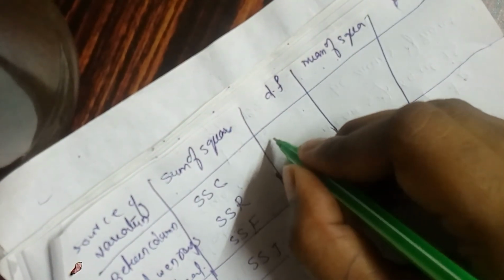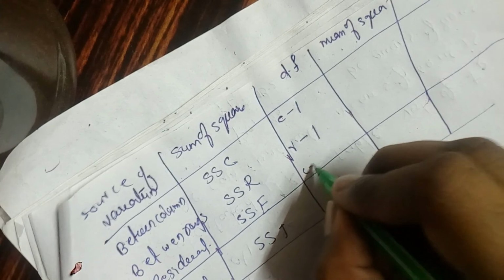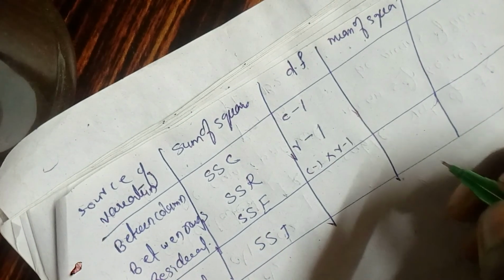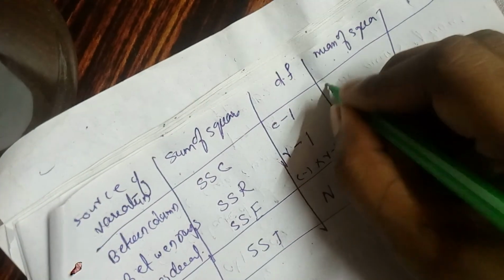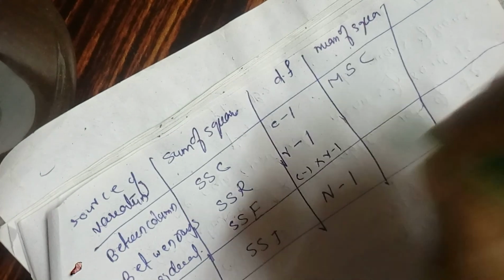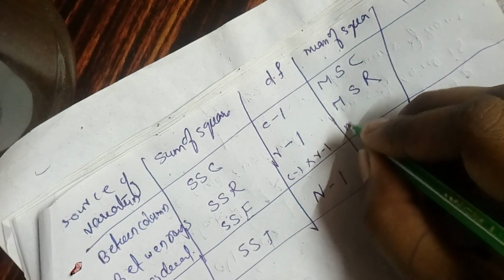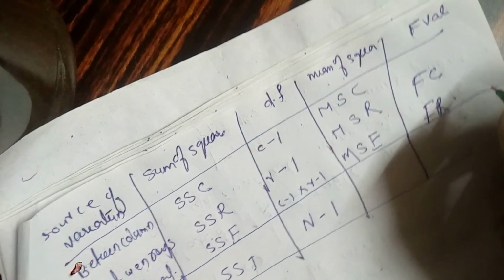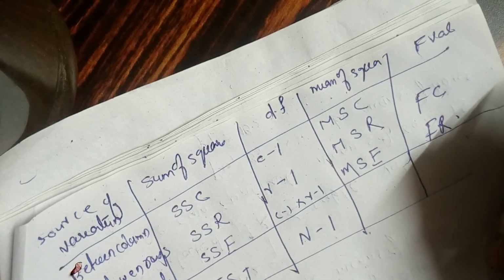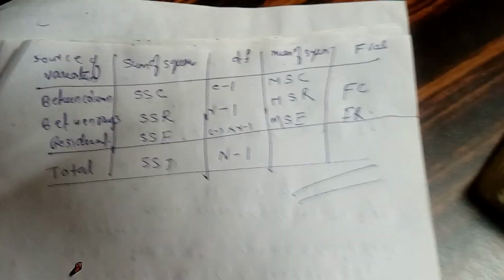The degree of freedom of columns is C minus 1, of rows is R minus 1, and of the residual is C minus 1 cross R minus 1. The total degree of freedom is N minus 1. Then the mean squares: between columns is MSC, between rows is MSR, and the residual is MSE. And you can find FC and FR. FC is the F ratio of columns and FR is the F ratio of rows. This is the procedure of two-way classification of ANOVA.